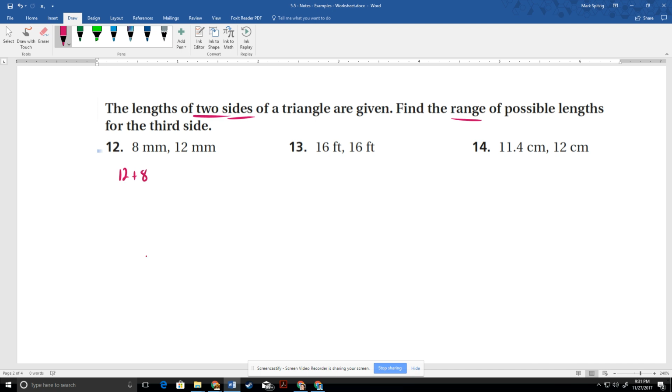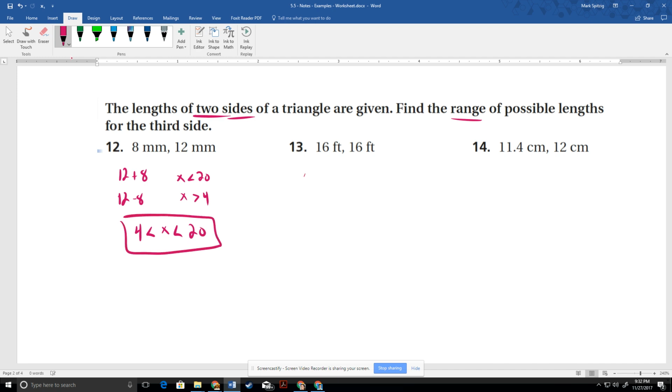So 12 plus 8 is going to give me the maximum, right? So we know that our side has to be less than them together, which is going to be 20. But also, if these were the two biggest sides, then we would have to know that essentially the difference between them, so 12 minus 8, is going to be sort of the minimum there. So x has to be greater than the difference, which is 4. So between 4 and 20, and so we'd write, 4 is less than x, which is less than 20 here.